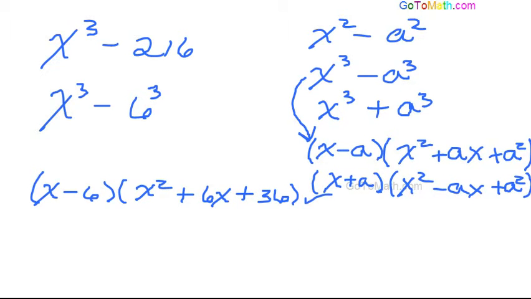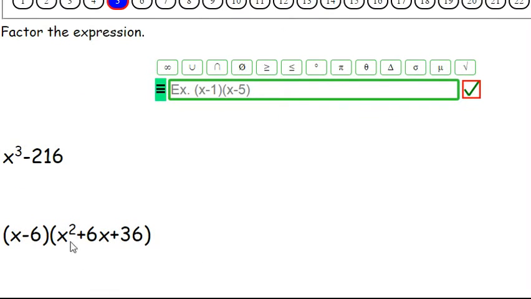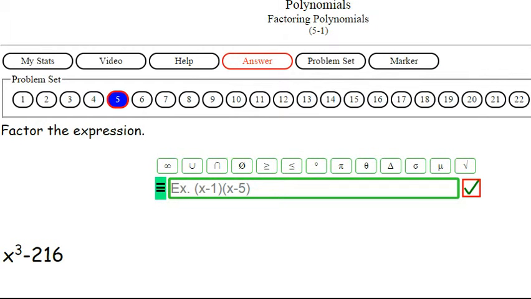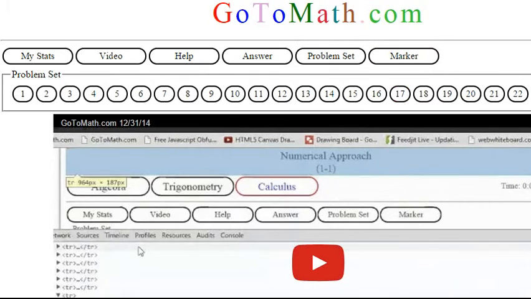Bam. So let's go click on the answer here. See what we got. X minus 6, x squared plus 6x plus 36. Alright, you are definitely going to need to know that. Promise. We're over here at gotomath.com, practicing factoring. See you in the next problem.